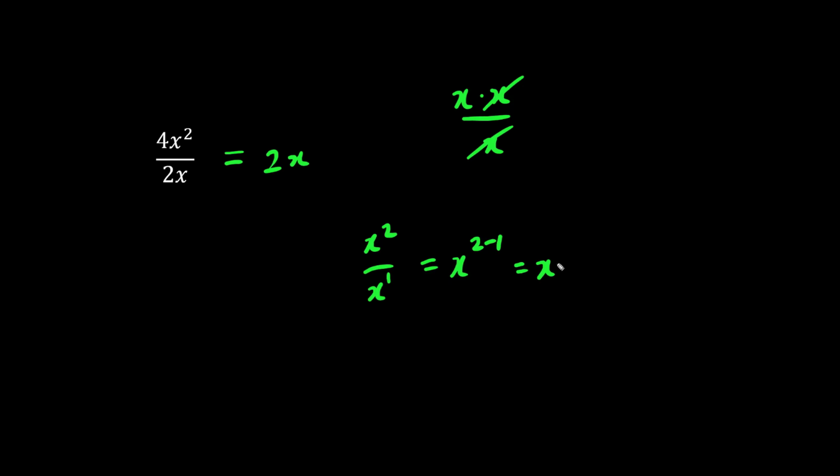Let's simplify this polynomial. 4 divided by 2 is 2, and we have x squared over x. You could think of this as x times x over x, and the x's cancel, leaving just x. Another way of thinking about this, when we have x squared over x, is we have x to the 1, and when we have the same bases, we subtract the exponents. So this is x to the 2 minus 1, which is x to the 1, which is also x. So the answer is 2x.